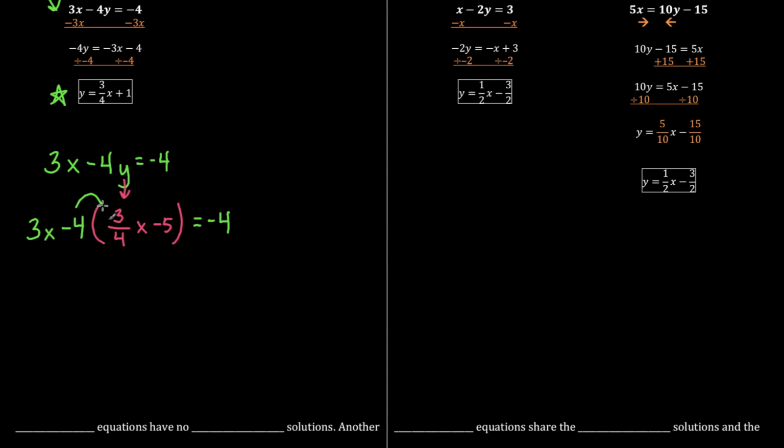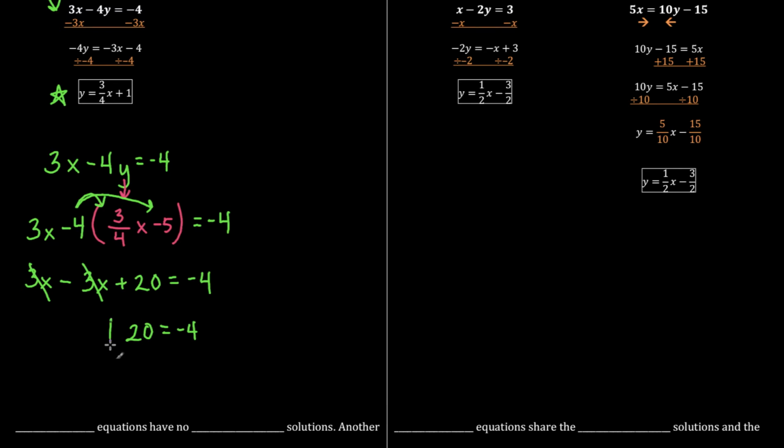So let's distribute first. Oh, let me write this down. Negative times a positive is a negative. 4 times 3 is 12, divided by 4 is 3. And a negative times a negative is a positive. 4 times 5 is 20. So before we start solving, we should put these x's together. 3x minus 3x, we end up with 0, or no x's. So we end up with 20 equals negative 4.